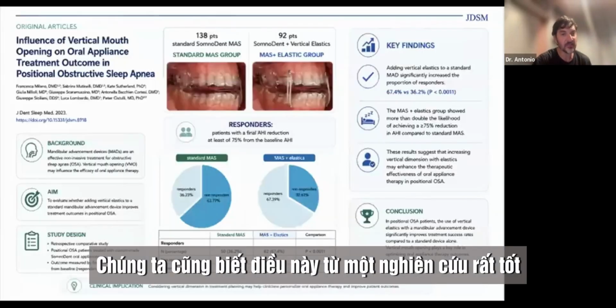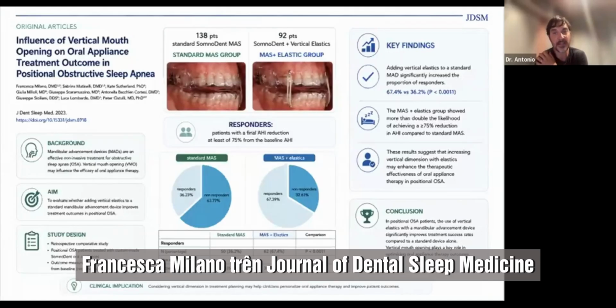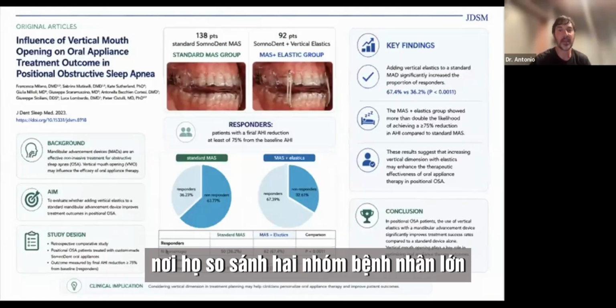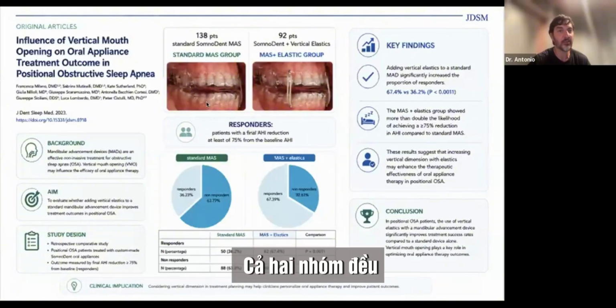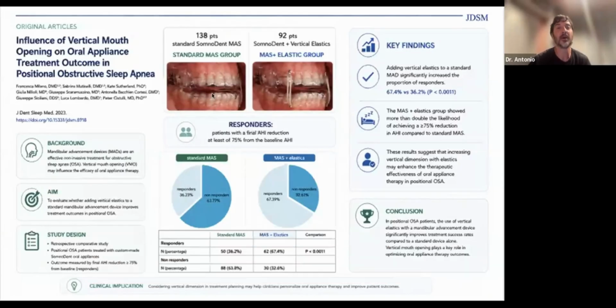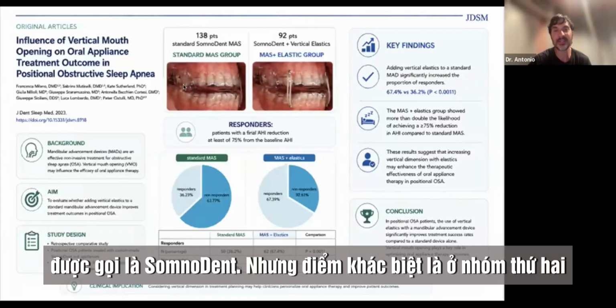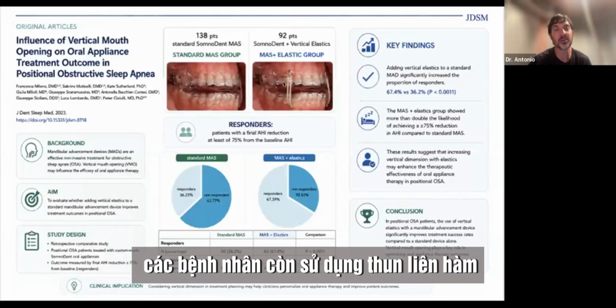We also know this from a beautiful work that was published by Francesca Milano in the Journal of Dentistry Medicine, where they compared two big groups of patients. Both groups were apneic patients, and both groups used the mandibular advancement device that is called Somnodent. But the difference is that in the second group, the patients also used intermaxillary elastics.